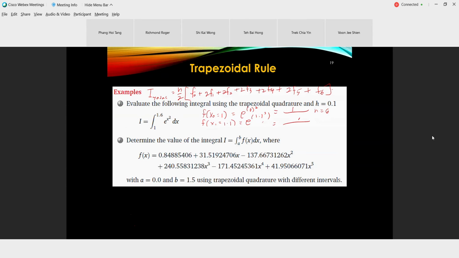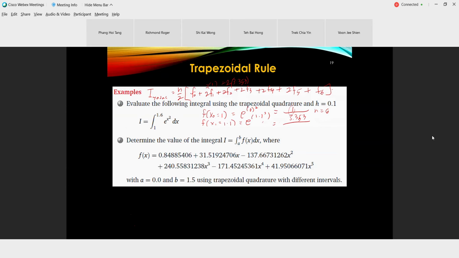Now exponent of 1.1 squared gives 3.353. So now you need to repeat all the functions up to F6. After you obtain these values, put them here: 2 times 1 plus 2 times 3.3. Can you imagine that? Okay. So now, numerical integration is basically suitable for tabulated data.